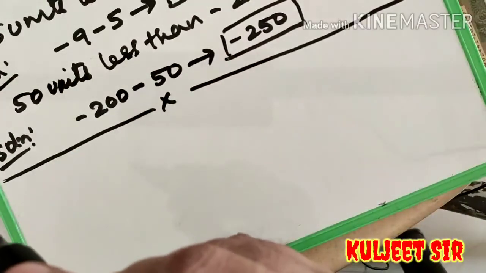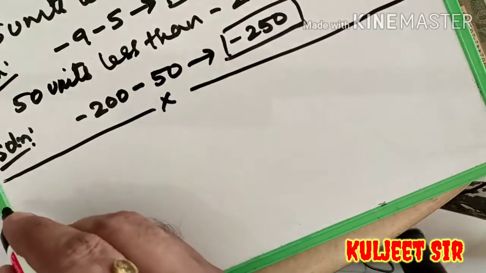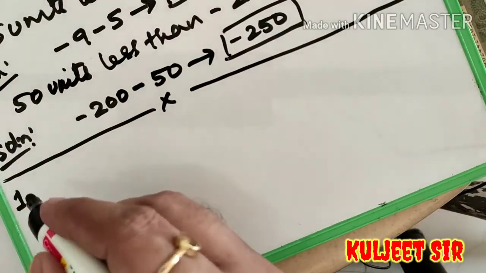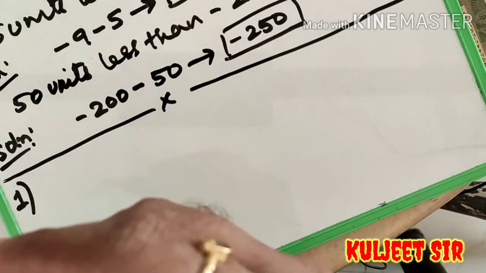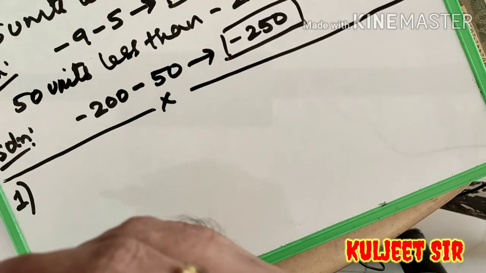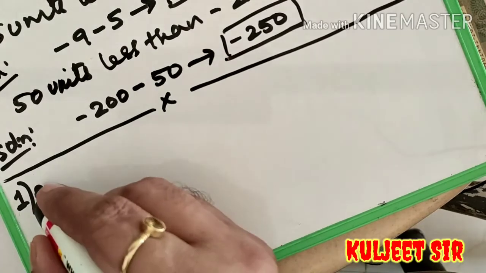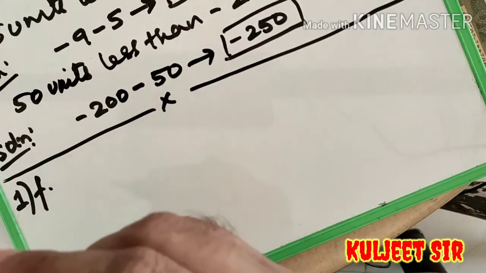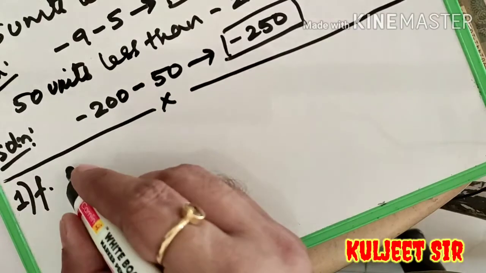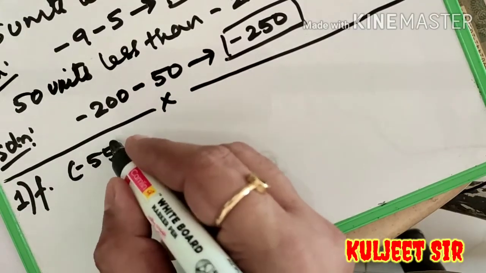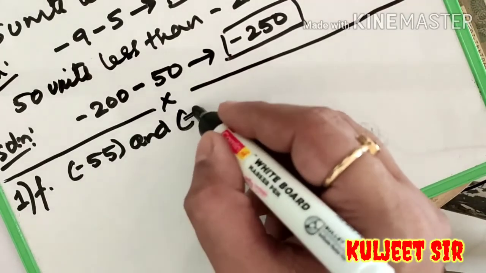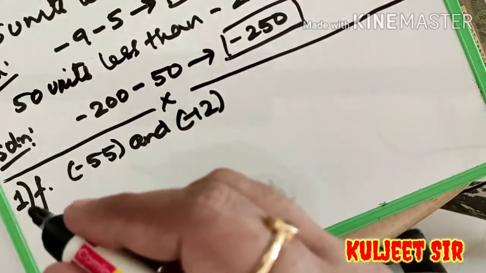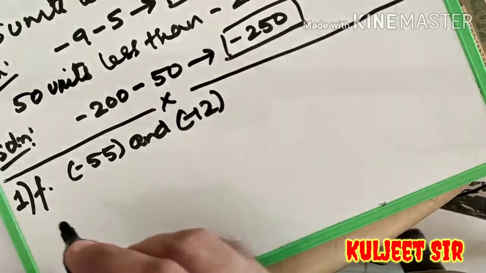Let's practice part we are done. Now we move down to Test Your Understanding. We are on sum number 1. Find the sum of the following integers without using the number line. We'll solve 1f. There are 6 questions in it, so we'll solve one out of that. Minus 55 and minus 12. Find the sum.